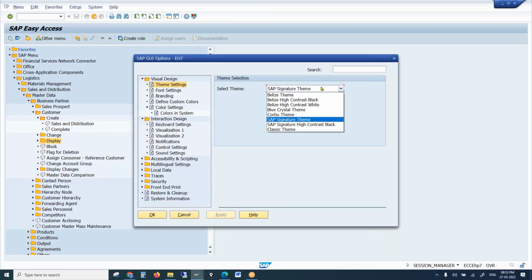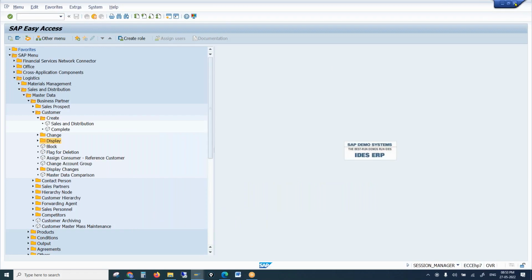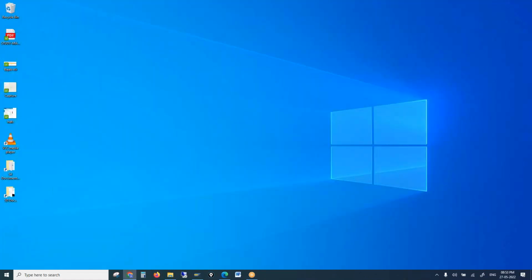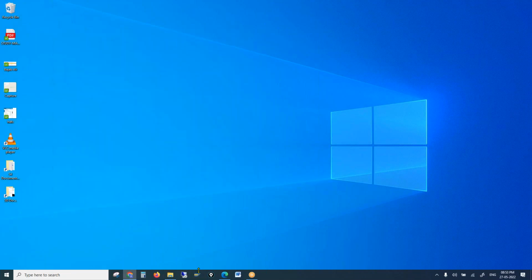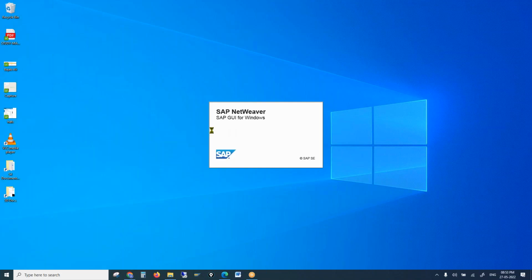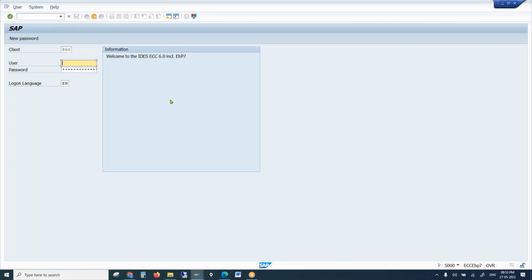In settings, signature theme, activate SAP query features. Yes, this has to be activated. Now, if I say OK, and let's come out. Let me log in once again. Yeah, you see, now everything has been changed. It doesn't look like what it was earlier, right? So this is the new screen on which you will be practicing.